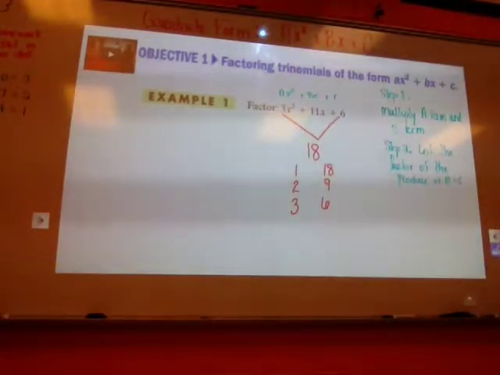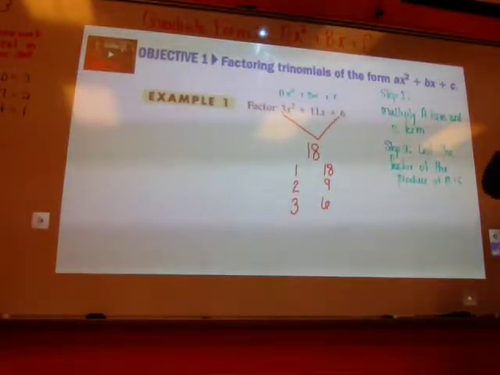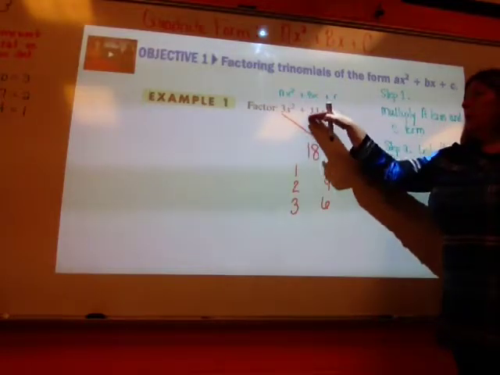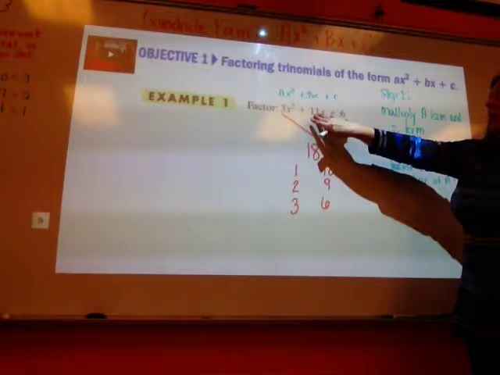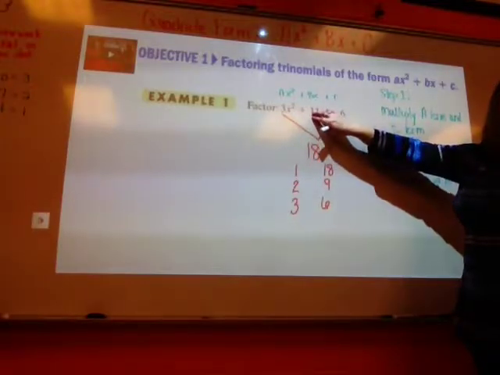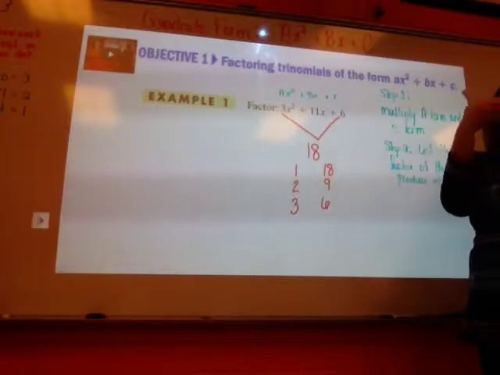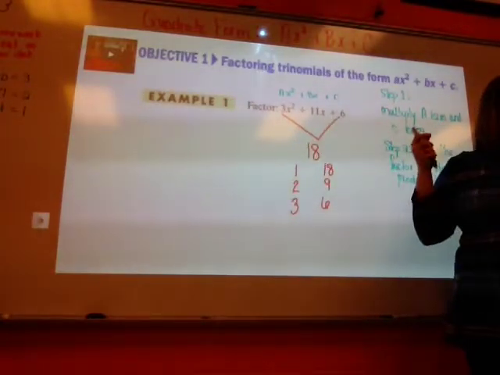So far, so good? Now, think back to the problem we did just a second ago. How did we get that middle term? Because remember, we're working backwards. How did we get that middle term? We added the 2 in the middle, right? To get 11. Everybody agree with that?